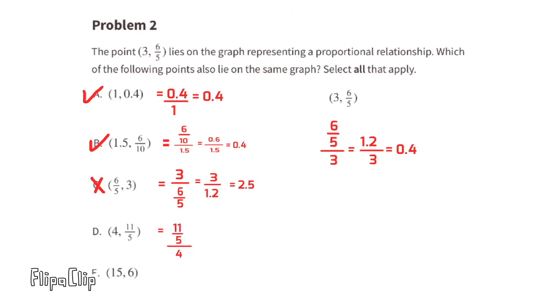Let's look at D. 11/5 compared to 4. 11/5 is 55/100ths the size of 4. And since 55/100ths is not the same as 4/10, these points will also not lie on the line of the graph. Let's look at E. 6 compared to 15. 6 is 4/10 the size of 15. And since 4/10 is equal to 4/10, these points will lie on the same line of the graph.